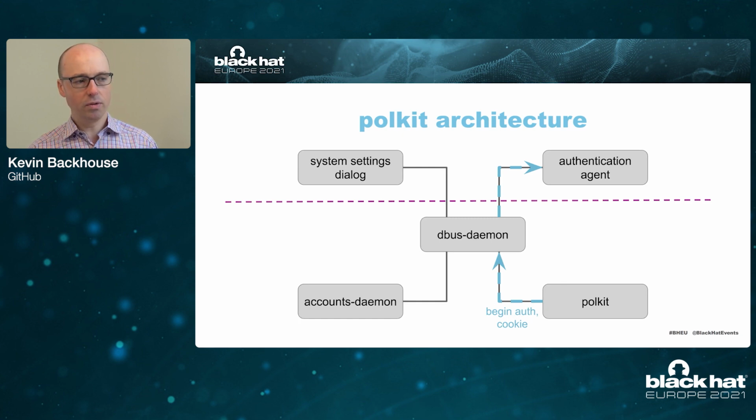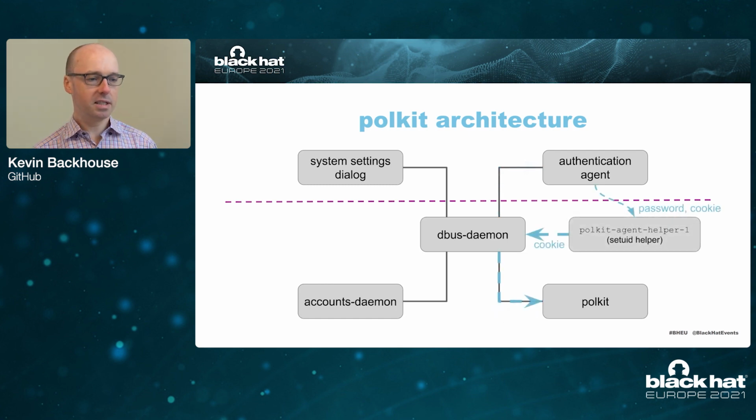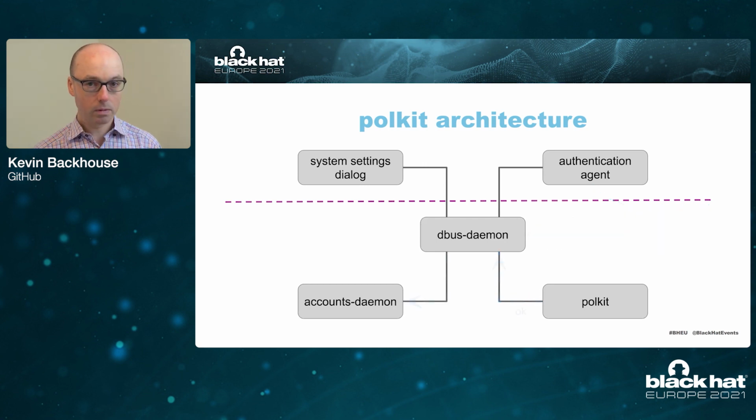Now, remember that the authentication agent is not running as a privileged process. So how is Polkit going to trust that the password was checked properly when it gets that cookie back from the agent? The way that that's done is that there's this set UID program called Polkit Agent Helper 1 that does the actual checking of the password. So that thing runs as root, and Polkit is only going to trust the response if it receives it from a root-owned process. So the final step is that now that the password has been checked, Polkit sends back an OK reply, and accountsservice will now go ahead and create that new user account.